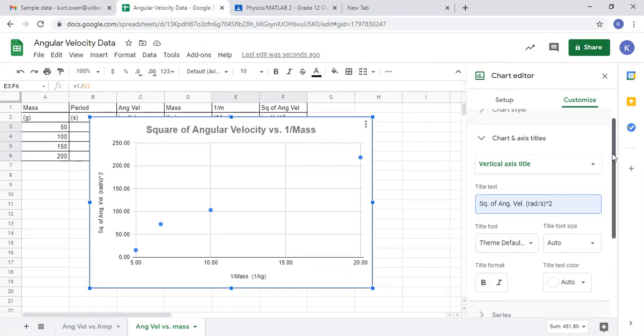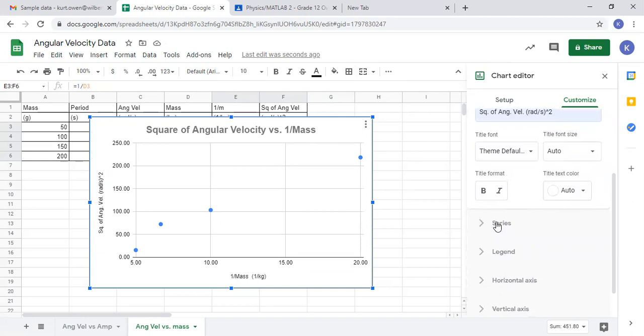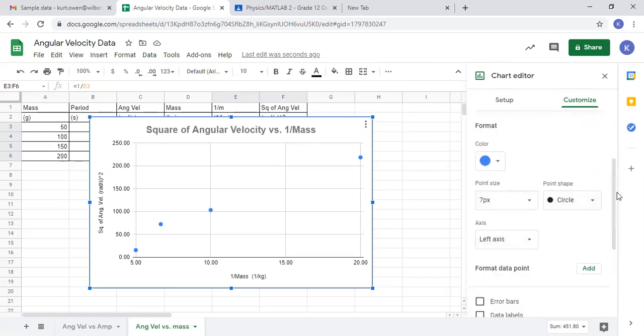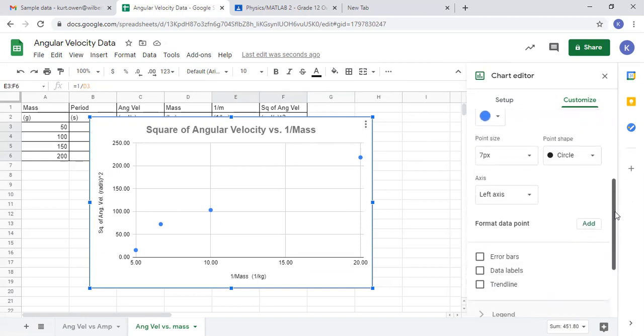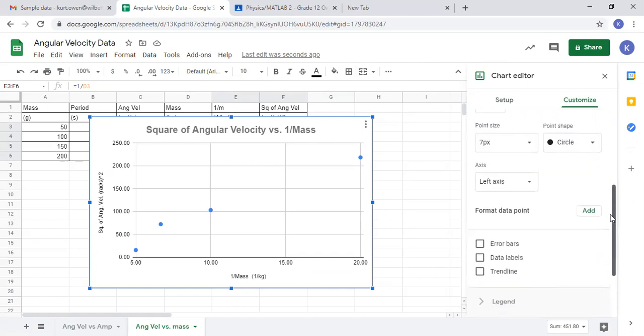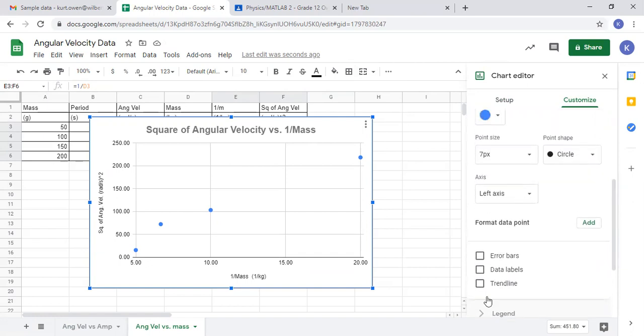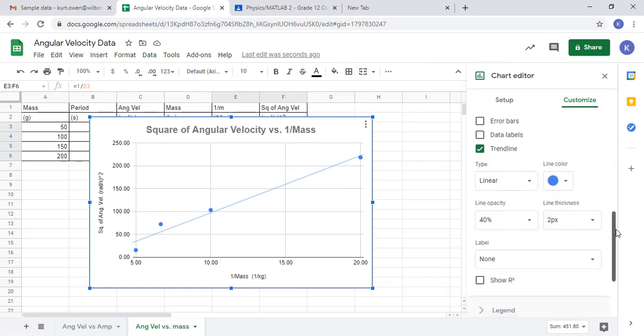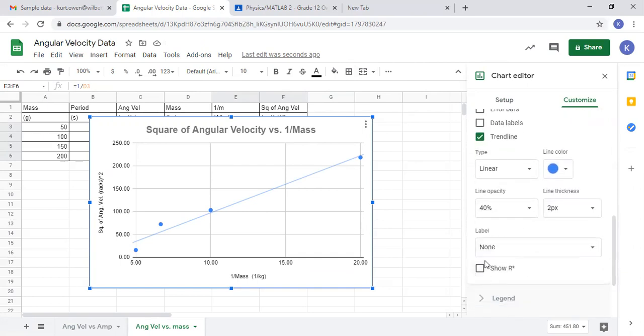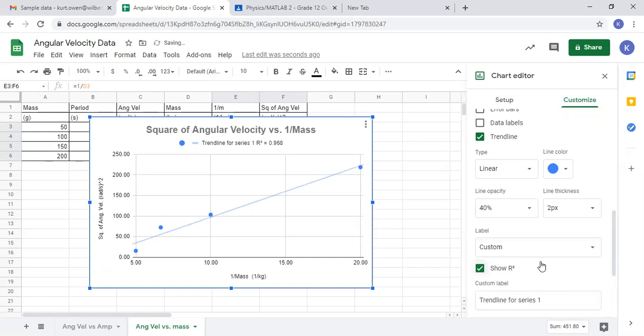All right, so I think I'm pretty good there. And when I go to series, I want a legend, but I don't want error bars, by the way. I do want a trend line. Okay, so when I look at this, I want a trend line, and when I pick the trend line, show R squared. And this time we definitely want an equation.